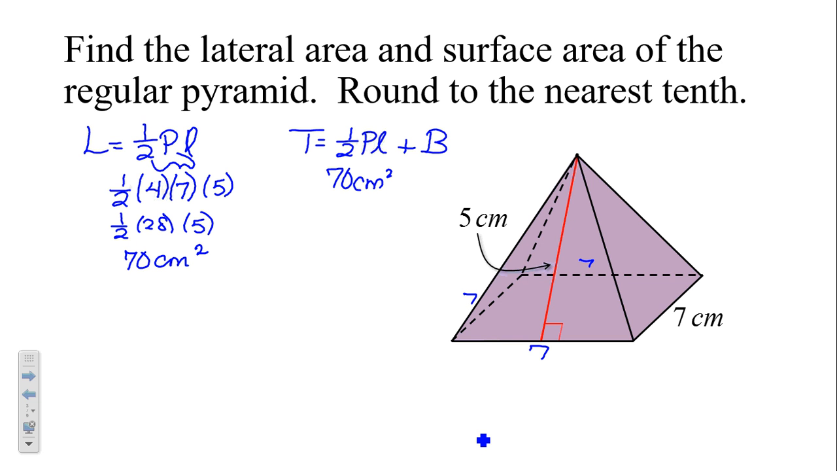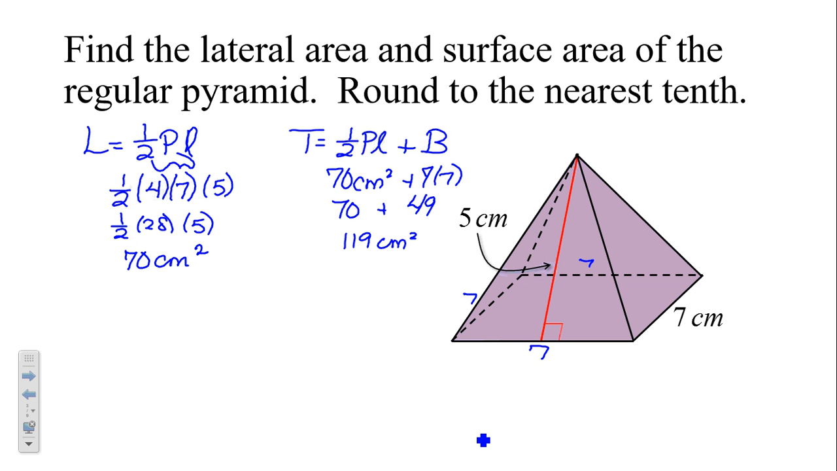And now we have to find the area of the base. How do we find the area of a square? Multiply. So 49. So 119 centimeters squared. Easy peasy? Okay, these aren't bad, right?